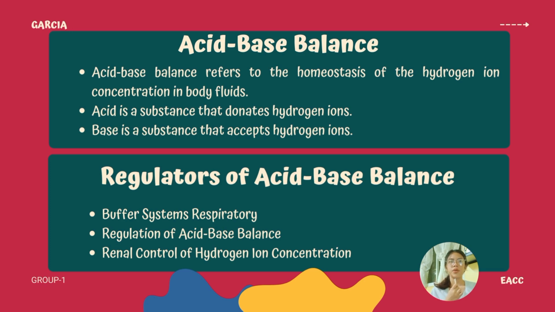So good morning, I am Aubrey Garcia and I'll be discussing acid-base balance. Acid-base balance refers to the homeostasis of the hydrogen ion concentration in body fluids. So anong meaning nun? Acid-base balance, iyon yung state ng pagkakaroon ng right amount of acid and base in the blood and other body fluids like interstitial fluids, saliva, and gastric juices. Interstitial fluid is a fluid found around the cell. Ito yung tumutulong para makapagdala ng oxygen and nutrients sa cells and para ma-remove yung waste product from them.